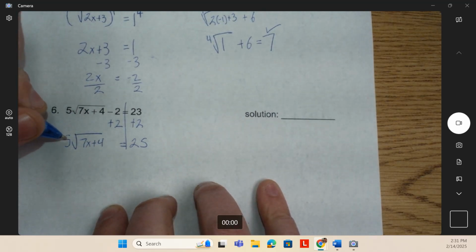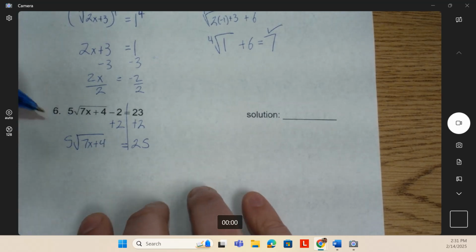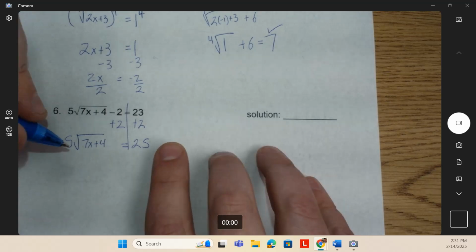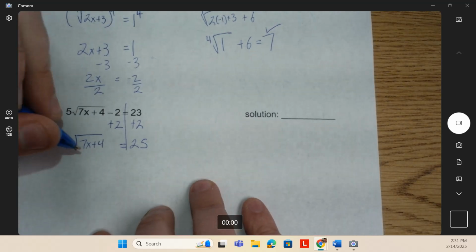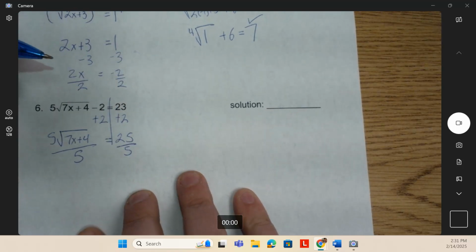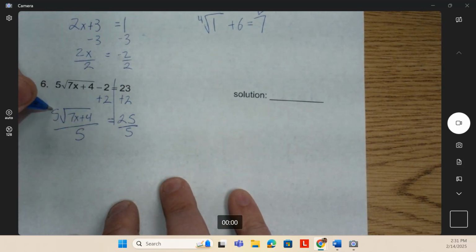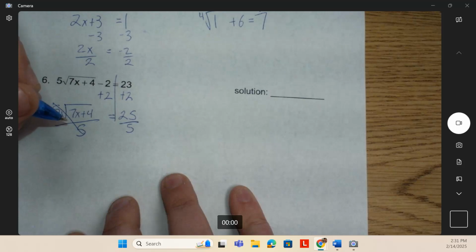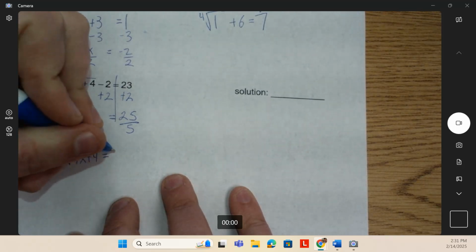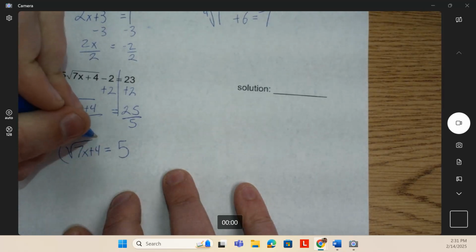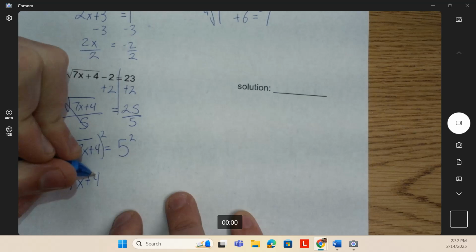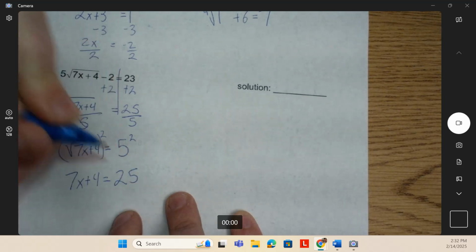Now before I square it, I've got to get rid of this 5. If I don't, I'd square the 5 as well. And squaring 25 gets me a lot larger number that I'm just going to divide by 25 anyways. So dividing by 5 here just makes the work a lot easier for us. So that gives me square root of 7x plus 4 equals 5. And then I'm going to square it to give me 7x plus 4 equaling 25.